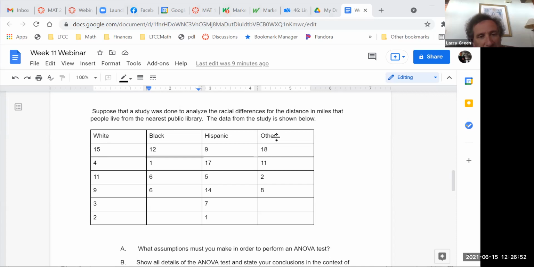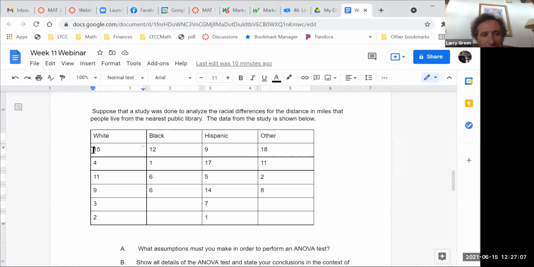So they asked a bunch of people. They asked a bunch of white people, a bunch of blacks, a bunch of Hispanics, and then a bunch of others. So people from other races. And for example, the first white person lives 15 miles from the nearest public library, whereas the third black person lives 6 miles, the second other person lives 11, etc. I do want to let you know that in the real world, this isn't going to work. What's the big issue with this study just by looking at it? Hopefully you all know.